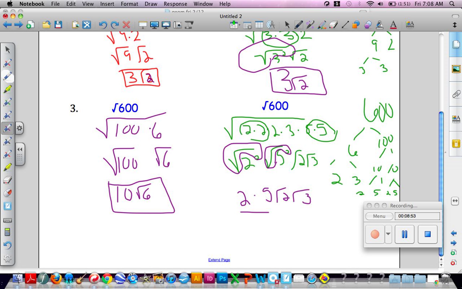2 times 5 is 10. Just like when you broke them apart, you can put them back together now with radicals. So that makes root 6. So there's 2 methods. You can use the prime factorization method, which I just got done with, or you can use the perfect square method.